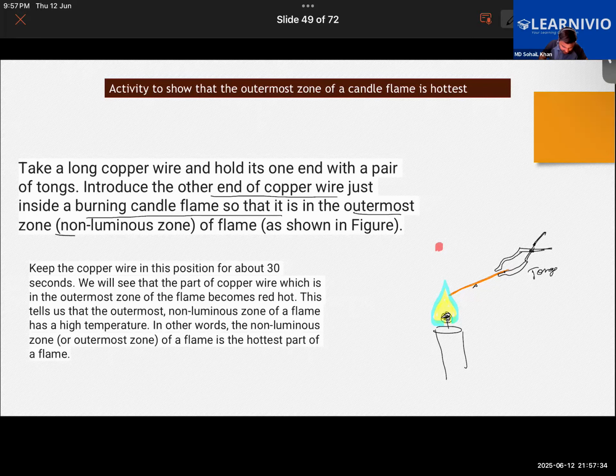Yes. And this I have taken a copper wire. Okay. So now in this position, this copper wire will be held for about 30 seconds. Now we will see that the part of the copper wire which is in the outermost zone of the candle flame becomes red hot. So this tells us that the outermost zone, which is also the non-luminous zone of the flame, has the highest temperature. In other words, the non-luminous zone or the outermost zone of the flame is the hottest part of the flame.